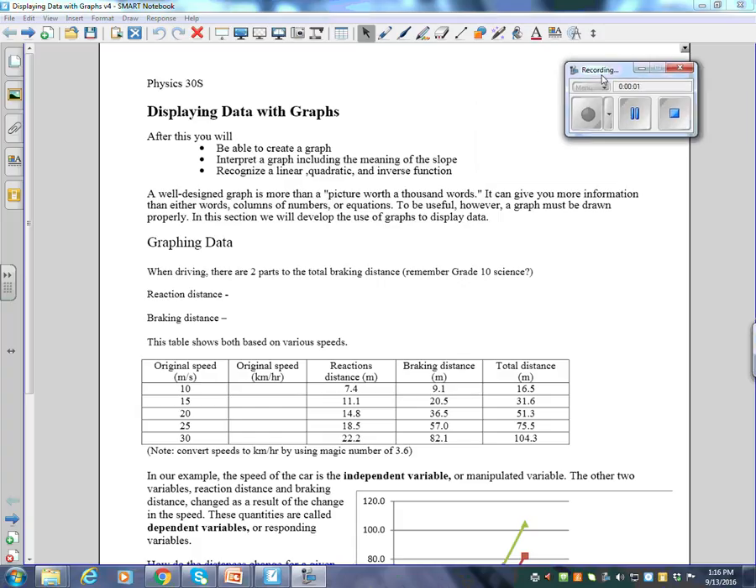Just a quick refresher here. So the idea is to be able to create a graph, interpret a graph, including the meaning of the slope, and recognize linear, quadratic, and inverse functions. And we've done a bunch of things.